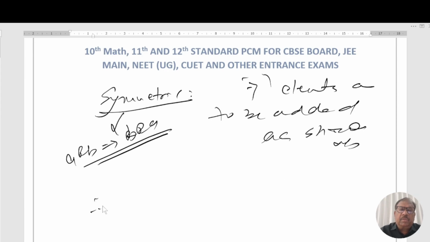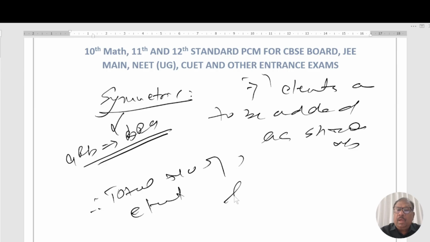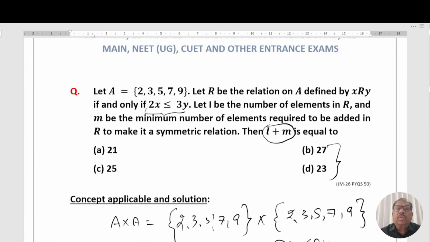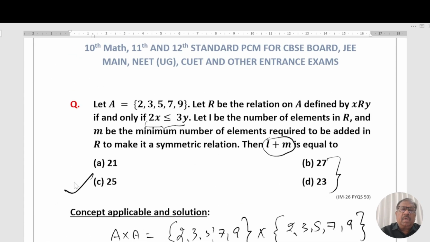Total number of elements, L plus M: 18 plus 7, that is 25 is the answer. Let's check it. C is the correct answer.